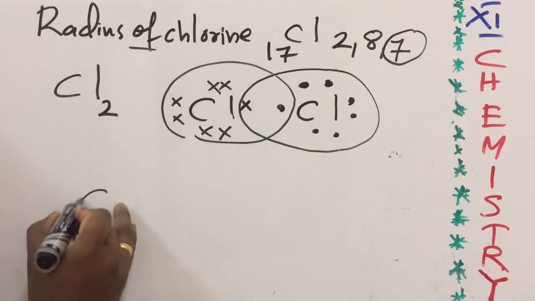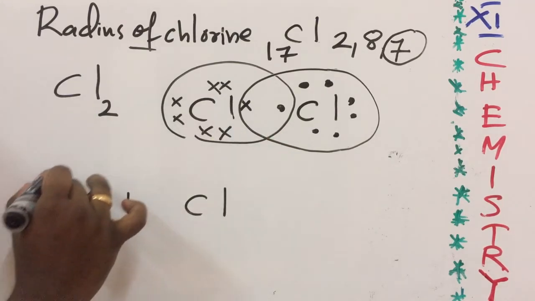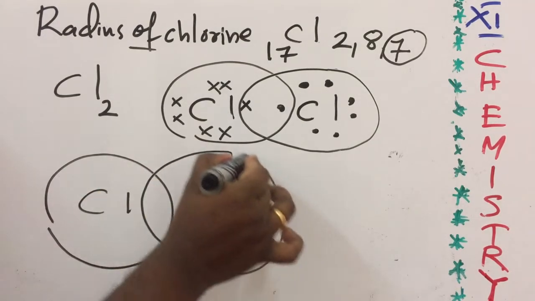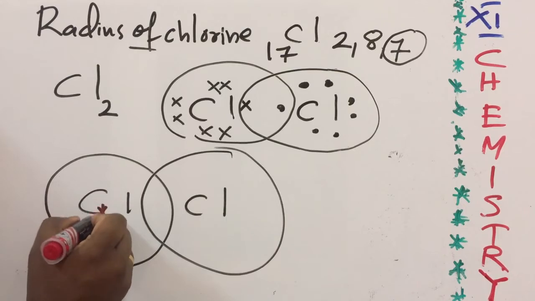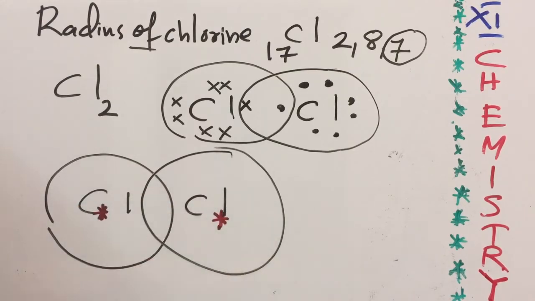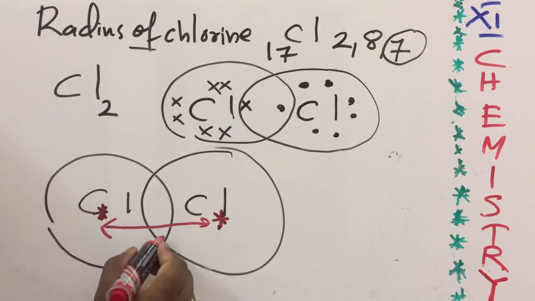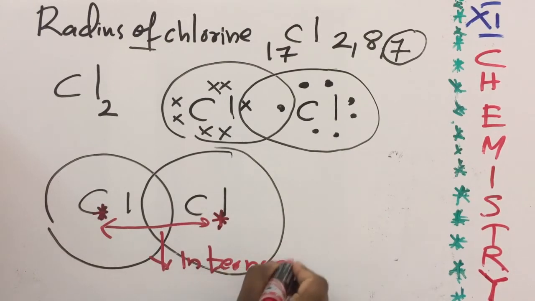Okay, so we can draw the covalent bond molecule like this: one chlorine atom and a second chlorine atom. This area indicates sharing. Here is the center of one chlorine, the next chlorine's center is here, and this distance is called the internuclear distance.